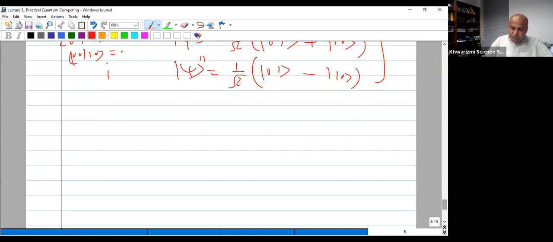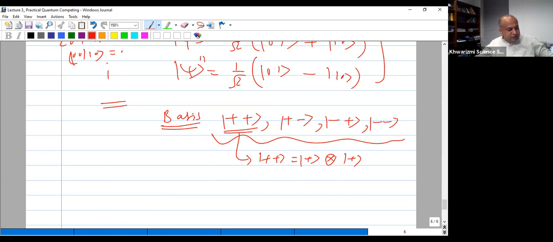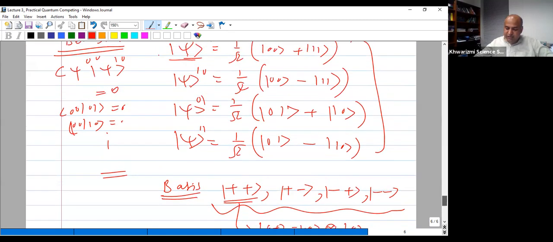And just as another thing for you to worry about, we can actually have another basis, which is not that commonly used, but sometimes it is used. These states also form a basis set for a two particle system, where this plus plus means plus of this and plus of the second state, and so on. Okay, so now we have an idea of what we call entanglement and what are the entangled states.